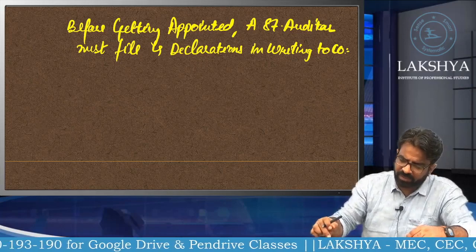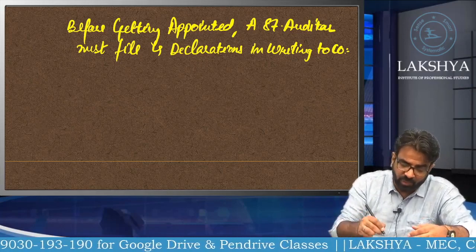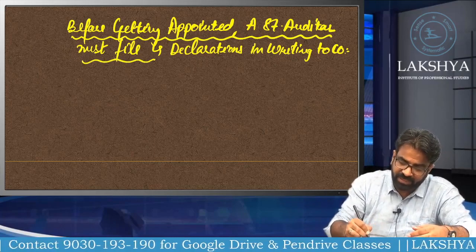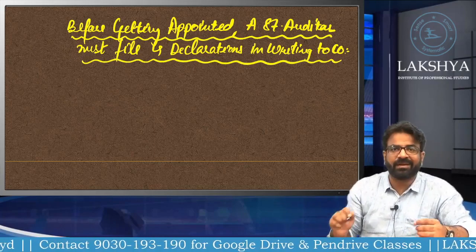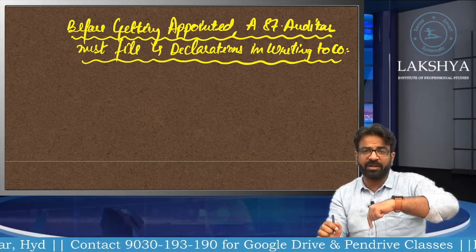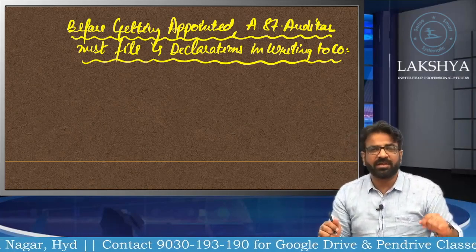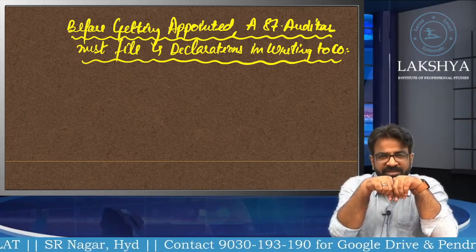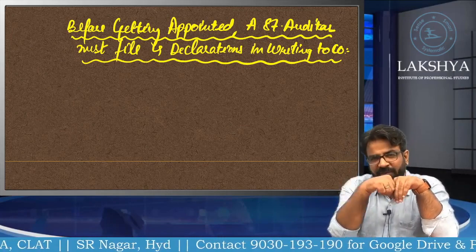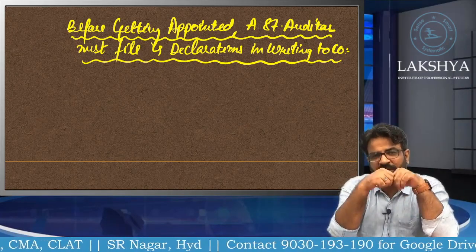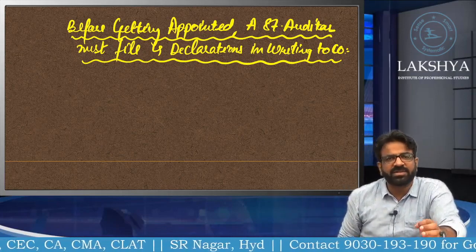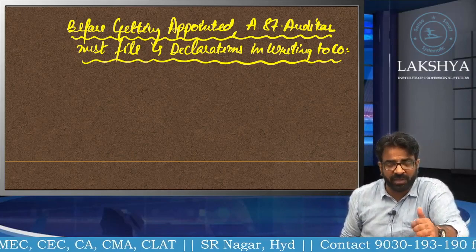Sir, we have not read that. It is there. You have to file four declarations in writing on your letterhead to the company. Now, after getting appointed or before getting appointed? Sir, tell me one thing. Will you tell the company that you are disqualified to be a statutory auditor after getting appointed, or before getting appointed? Obviously, before getting appointed. So, before getting appointed, a statutory auditor has to give the four written declarations.